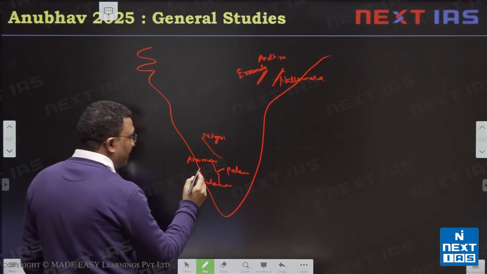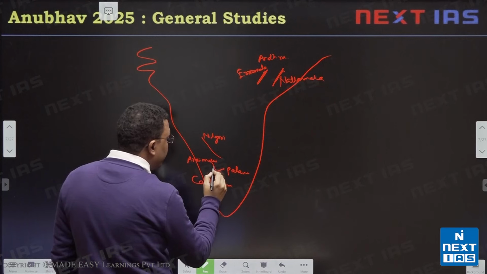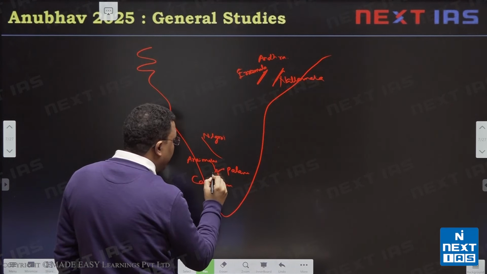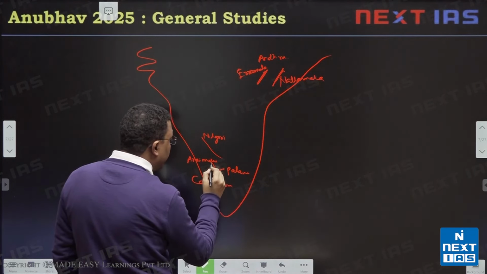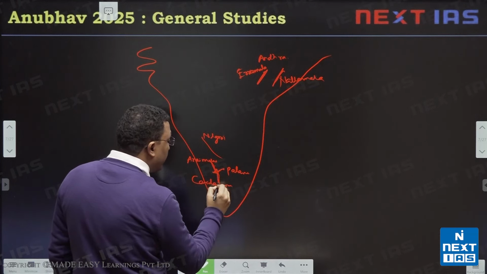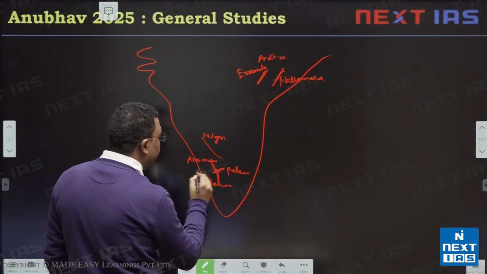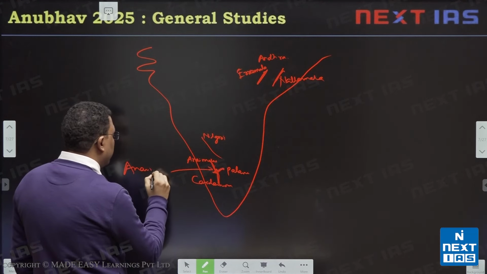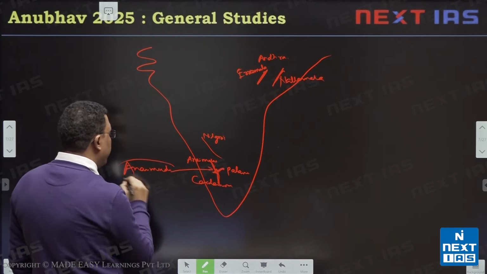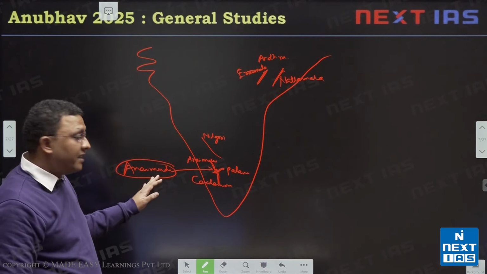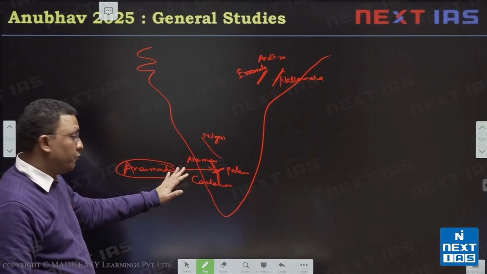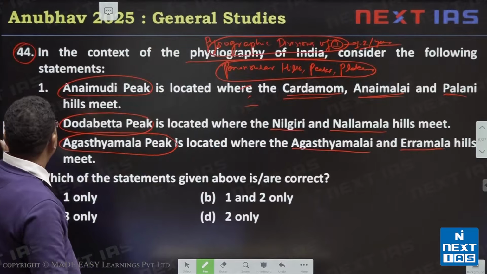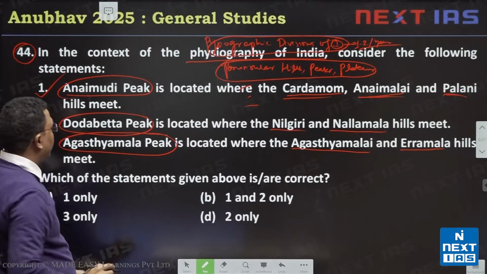So this is a correct statement. Anaimudi peak is located on Anaimalai hills, and it is located where Anaimalai, Cardamom and Palani hills meet, right? So this is Anaimudi peak, and this is the highest peak of the Peninsular Plateau, right? So basically our first statement becomes correct.